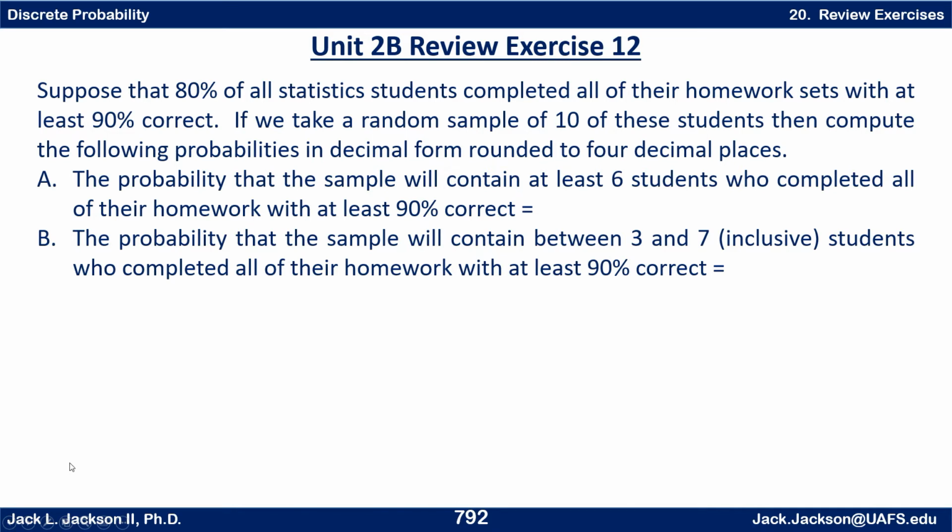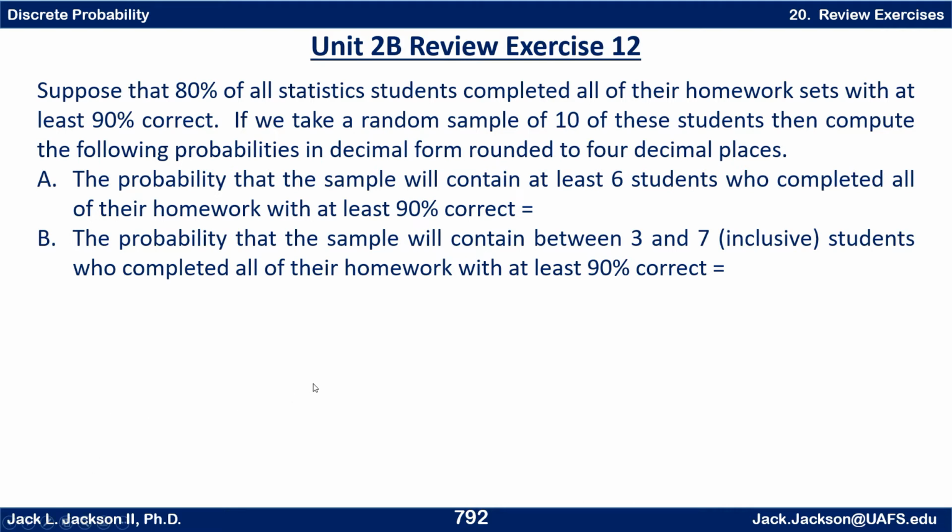All right, here's another proportion one. Suppose that 80% of all statistics students completed all their homework sets with at least 90% correct. If we take a random sample of 10 of these students, then compute the following probabilities in decimal form rounded to 4 decimal places. What is the probability that the sample will contain at least 6 students who completed all their homework with at least 90% correct? And what's the probability that the sample will contain between 3 and 7 inclusive students who completed all their homework with at least 90% correct? Press pause. Come back when you're ready.